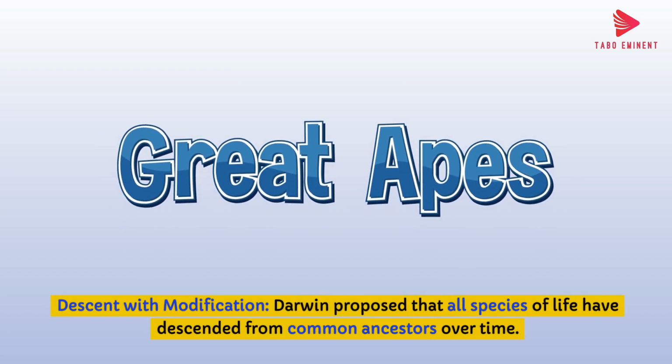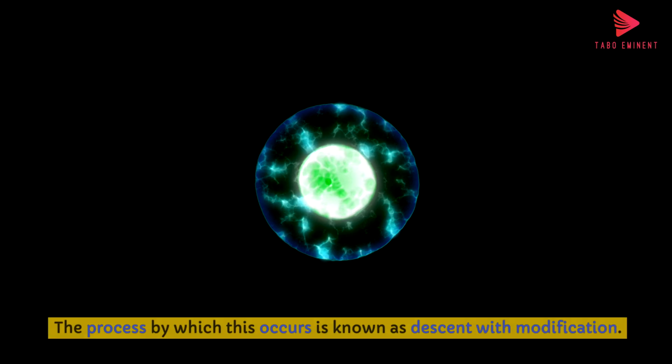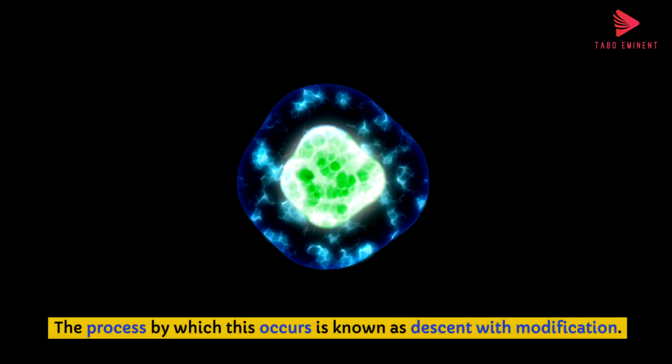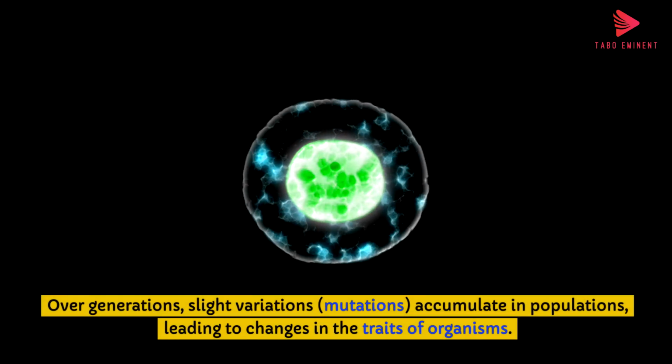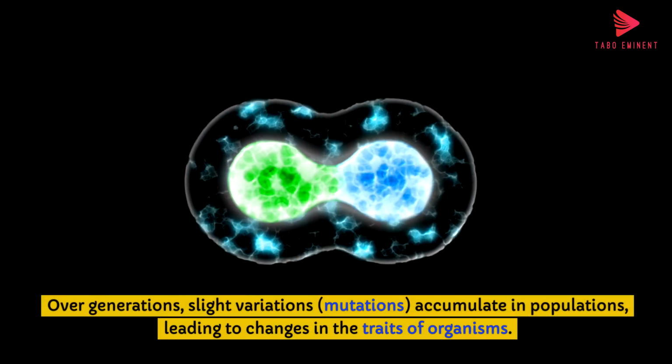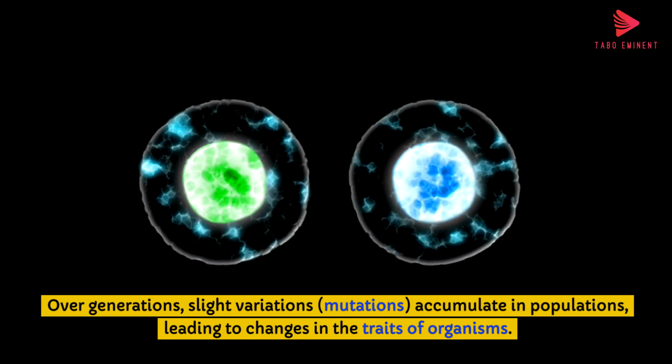Descent with modification. Darwin proposed that all species of life have descended from common ancestors over time. The process by which this occurs is known as descent with modification. Over generations, slight variations, mutations, accumulate in populations, leading to changes in the traits of organisms.